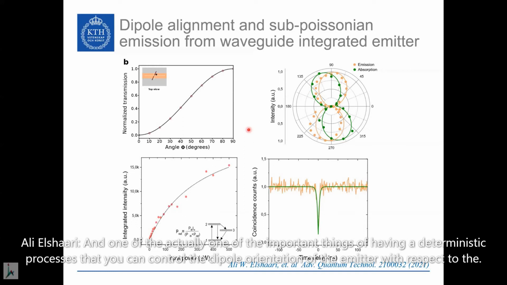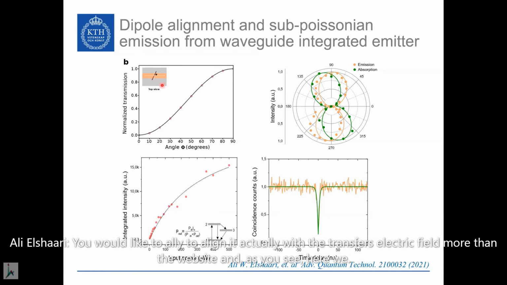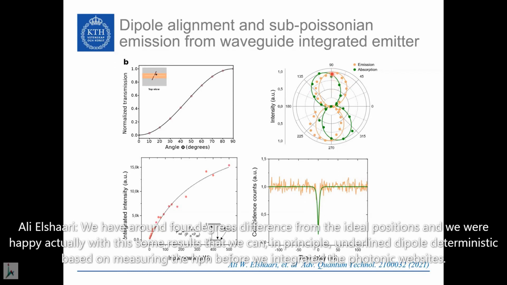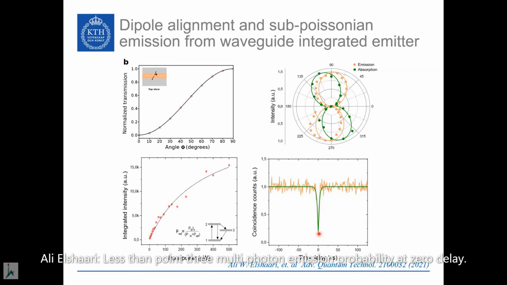One of the important things about having a deterministic process is that you can control the dipole orientation of the emitter with respect to the optical mode that you are dealing with. Here, ideally, you would like to align the optical dipole with the TE or the TM modes. Since the hBN dipole is in plane, you would like to align it with the transverse electric field mode in the waveguide. As you see here, we have around 4 degrees difference from the ideal position, and we were happy with these results, that we can, in principle, align the dipole deterministically based on measuring the hBN before we integrate the photonic waveguides. Also, the hBN emitter shows high purity despite the fabrication steps, and we still see less than 0.3 multiphoton emission probability at zero delay with the hBN emitter integrated in the waveguide.